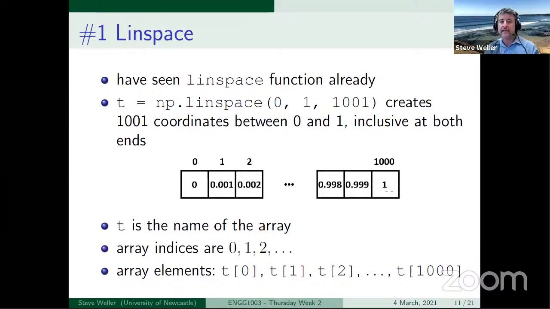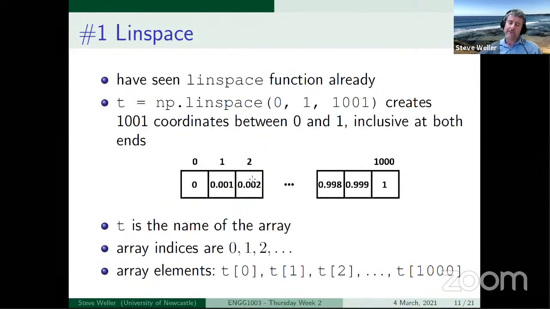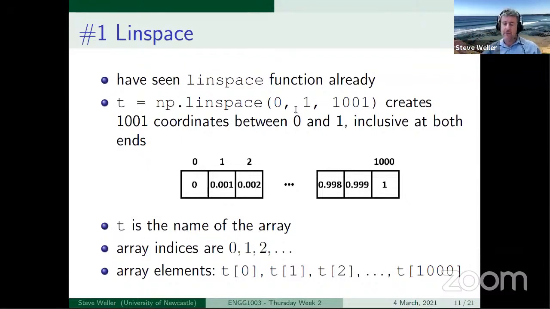What you see on the screen now is a visual representation of the array that you saw in Monday's lecture. We saw this command, t equals np.linspace(0, 1, 1001). Remember what the np prefix stands for? It's short for NumPy, which is the library that we're going to be using to import the array type. And the 0, 1, 1001 terminology is not something I expect you to memorize. If you need to know the format of the linspace function, you can look it up. In weeks to come, I'll show you some great places to look it up. For now, I just want you to focus on the specific example we're looking at here.